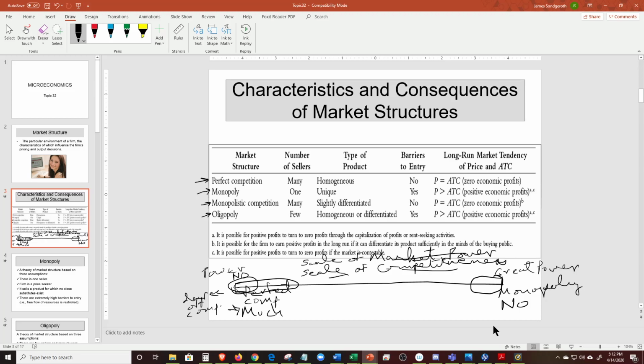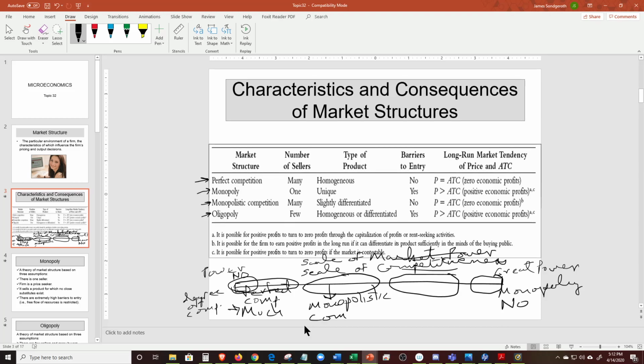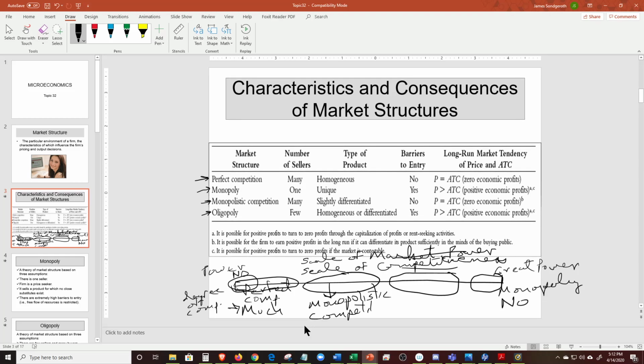In between are the other two market structures in industrial organization, and typically this one is monopolistic competition, and this one here closer to monopoly is oligopoly.